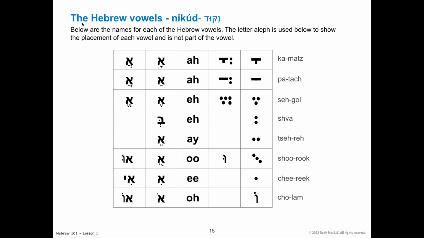So this is another flashcard that I prepared for you. You have all the sounds here, and then I show you the sounds as they decorate the letter Aleph. Okay, this sound, which is called shva, those two dots.